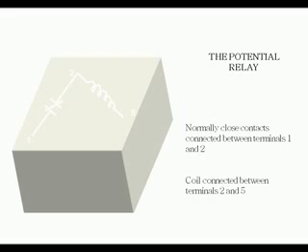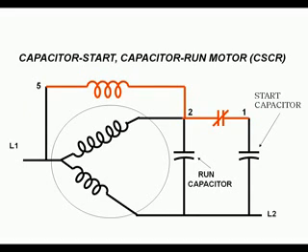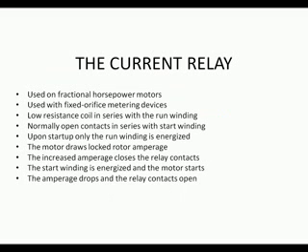When you take a magnet and spin it inside a coil of wire, voltage will be produced. This is induced voltage. The potential relay comes with pins 1, 2, and 5. The normally closed contacts connect between terminals 1 and 2. The coil connects between terminals 2 and 5. So if you use a CSCR motor with a potential relay, you wire your start capacitor from line to pin 1. Pin 2 connects to the start winding, and pin 5 connects to common or L1.